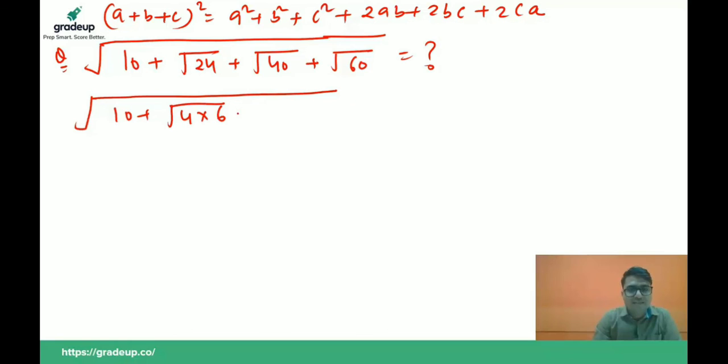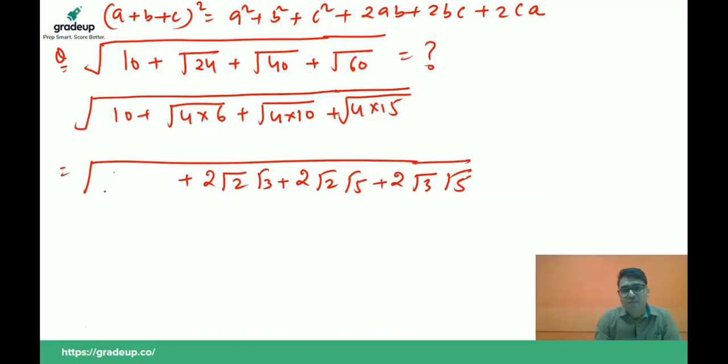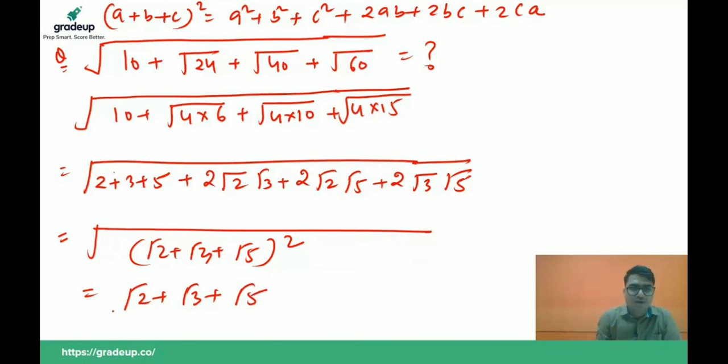Now I can write 24, 40 and 60 as 2 root 2 into root 3, 2 root 2 into root 5, 2 root 3 into root 5. Alright, now I can split this 10 as 2 plus 3 plus 5. Now A square plus B square plus C square plus 2AB plus 2BC plus 2CA is the formula of root 2, root 3, root 5 whole square. Then you will get root 2 plus root 3 plus root 5. So this will be your final answer.